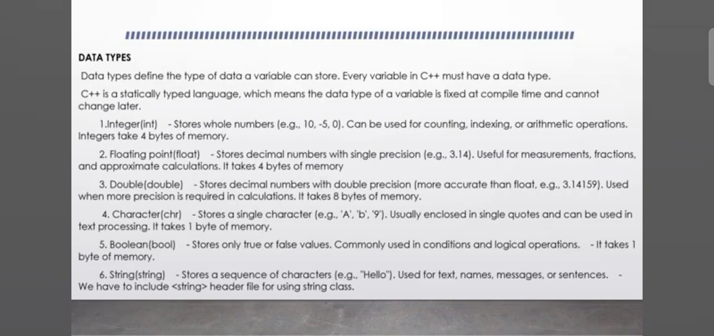Data types. Data types define the type of data a variable can store. Every variable in C++ must have a data type. C++ is a statically typed language, which means the data type of a variable is fixed at compile time and cannot change later.